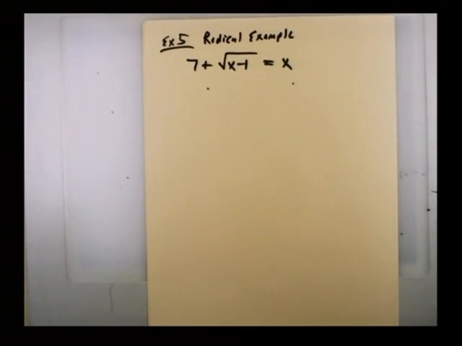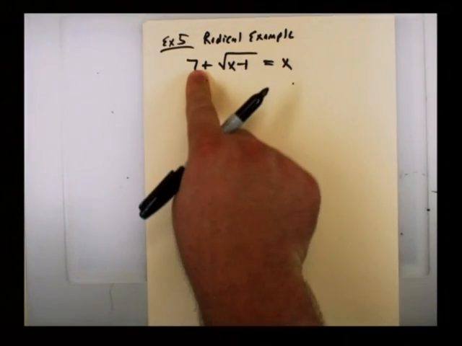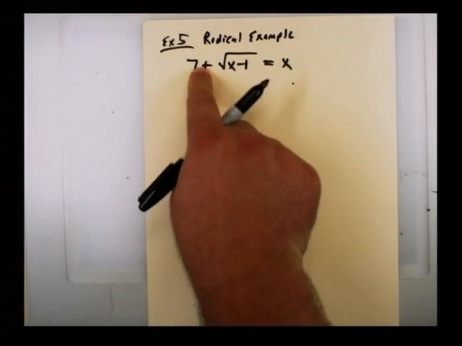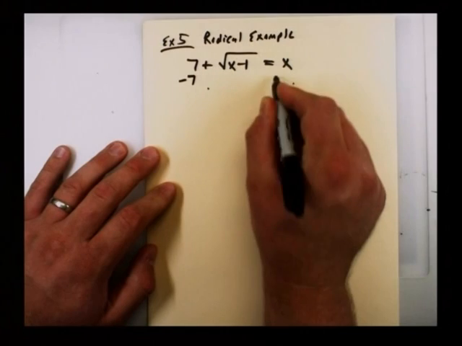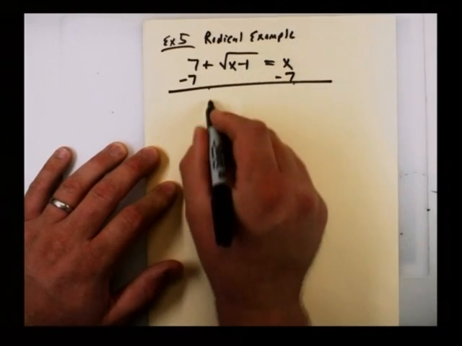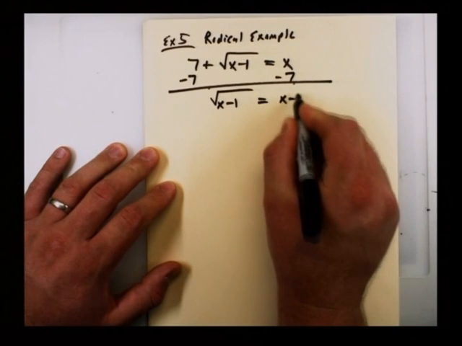The only way we can get rid of a square root is to do what? That's to square it. If we want to square it right now, think of foiling that out. That's not going to be much fun at all. So we're going to get that 7 over to the other side, then square both sides and go from there. First step, minus 7 from both sides. We have the square root of x minus 1 is equal to x minus 7.